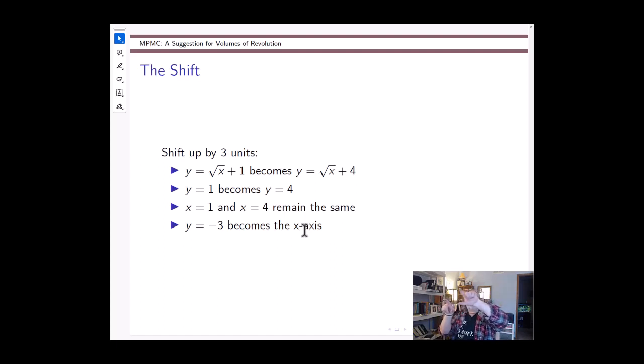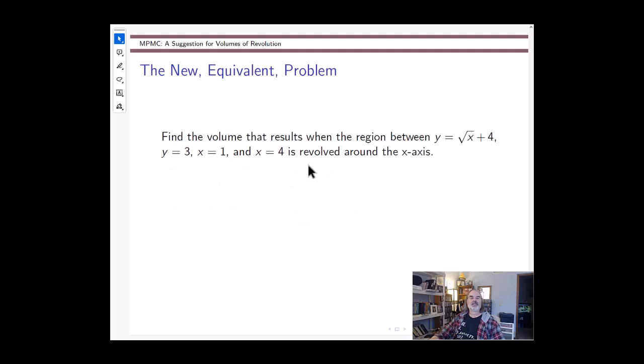So what is that shaped like? I don't know. It's not really a banana. Whatever it's shaped like, that region is getting revolved around what used to be y equals -3 and now is the x-axis when we move it up. So here's the new problem. Find the volume that results when the region between y equals root x plus 4, y equals 4, x equals 1, and x equals 4 is revolved around the x-axis.